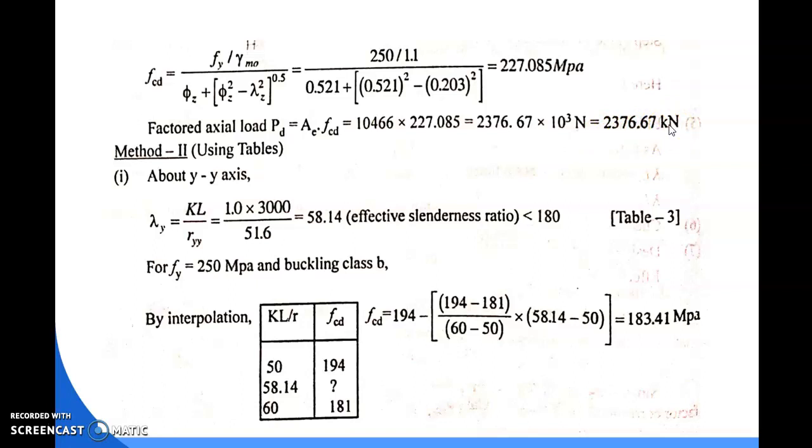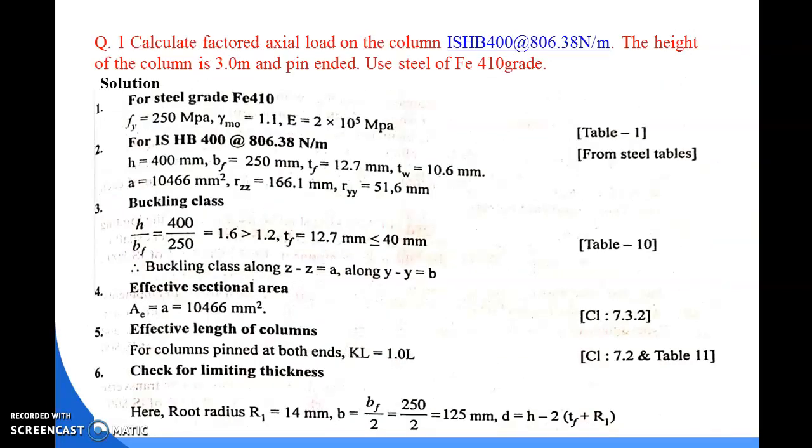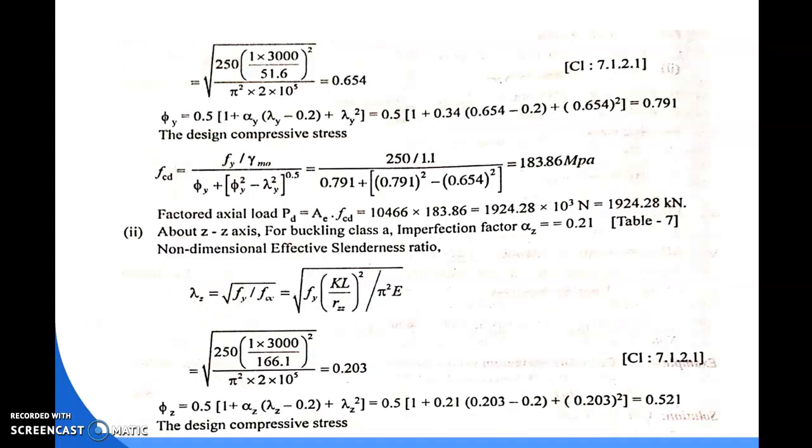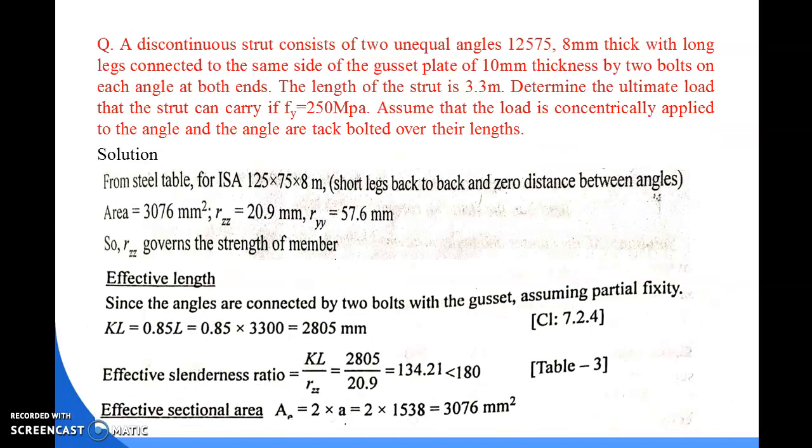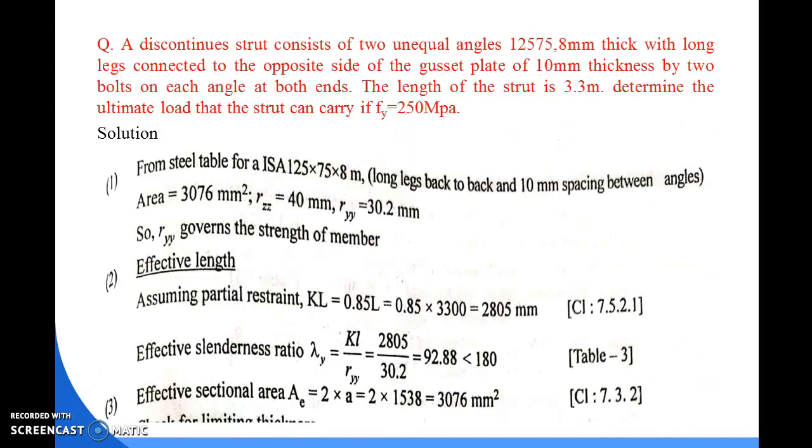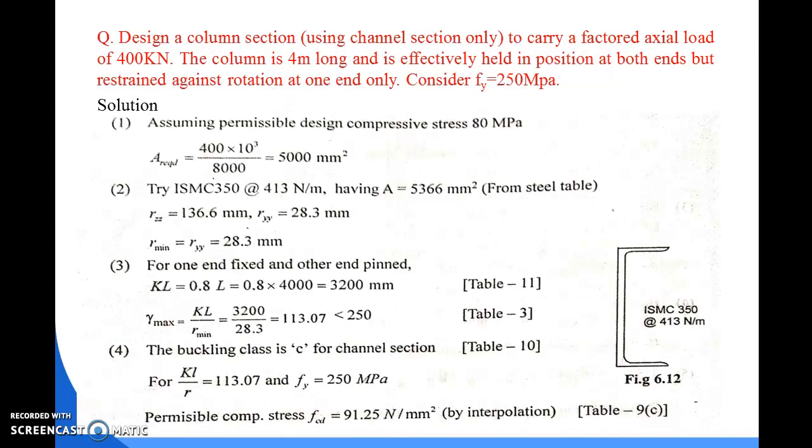So in this way, the factored axial load for the I section in the buckling about ZZ axis and YY axis is finished. Now, we will solve another numerical which is based on a compression member, that is channel section.